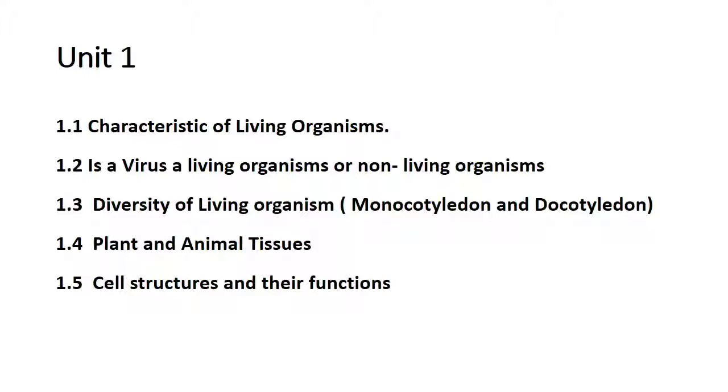Also, the diversity of living organisms. It can be in both animals and plants. For animals, you need to know the 5 kingdoms. You need also to know the phylum vertebrates, the invertebrates, and also their classes, the features of these classes of the vertebrates, and also the features of all the invertebrates.